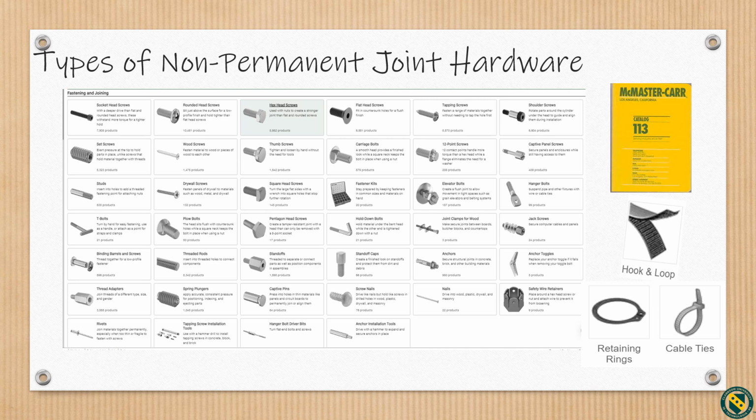Beyond screws and bolts, there are many more types of fasteners to employ, including hook and loop or Velcro, snaps, pins, clevises, retaining rings, cable ties, buttons, hose clamps, shackles, clasps, grommets, turnbuckles. The list of possible fasteners is almost endless.